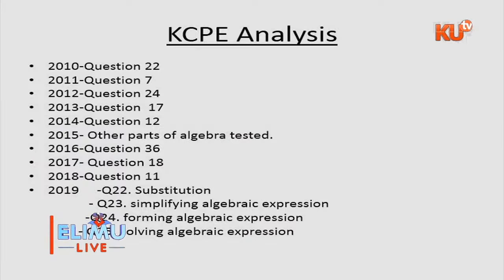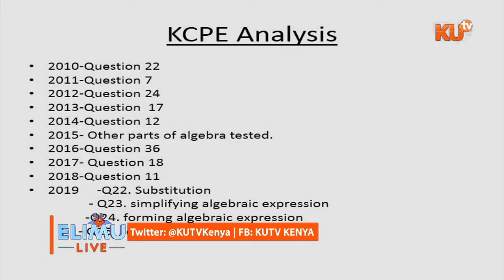In year 2010, question number 22 was about solving equations. 2011, it was in question number 7. 2012 in question number 24. 2013 was in question number 17, all the way to 2015. In 2015, they didn't test solving equations, they only tested other parts of algebra. 2016 question number 36, 2017 question number 18, and 2018 they tested in question number 11.